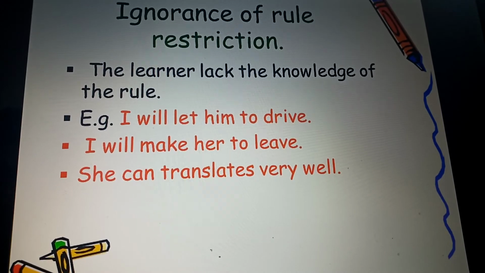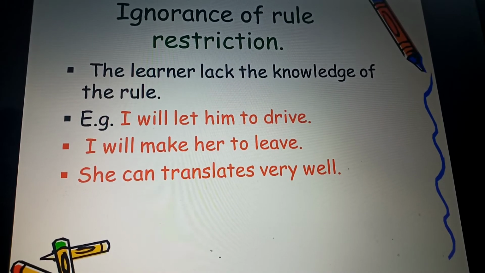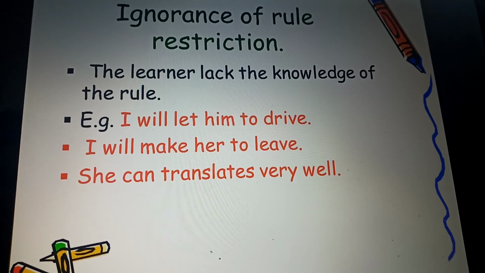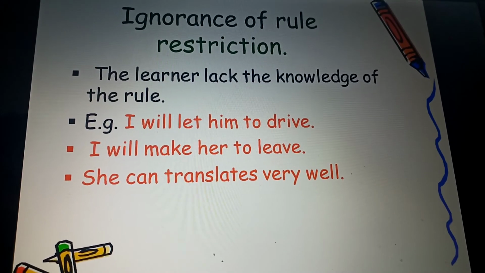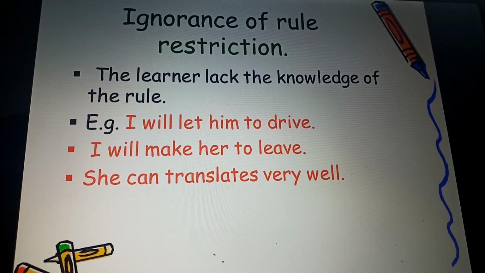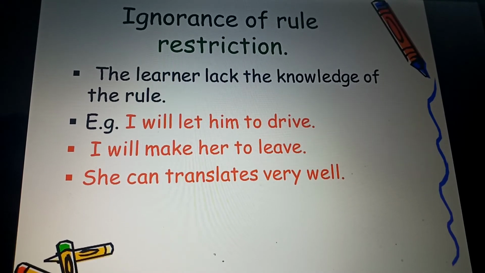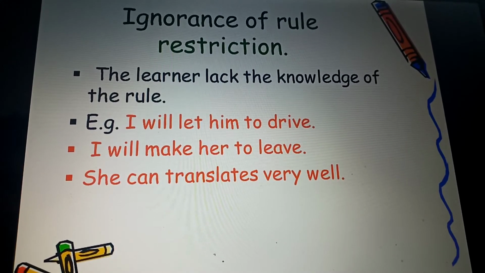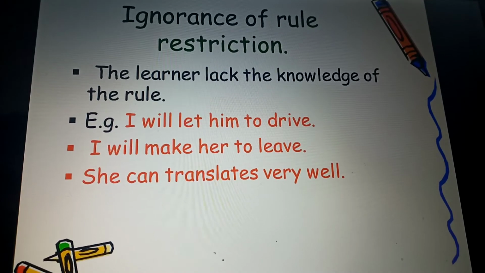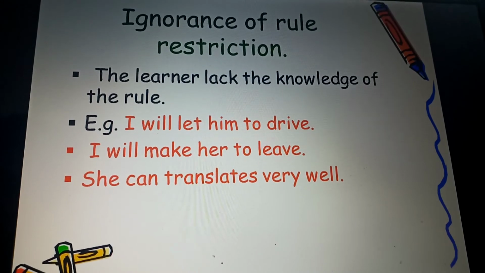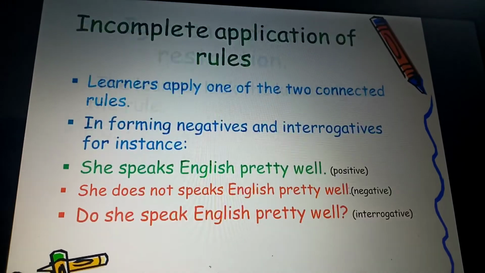Next, I will make her to leave. Because after the word make, we should use the infinitive without to. She can translate. Here also we shouldn't add the S. She can translate very well, not translates.